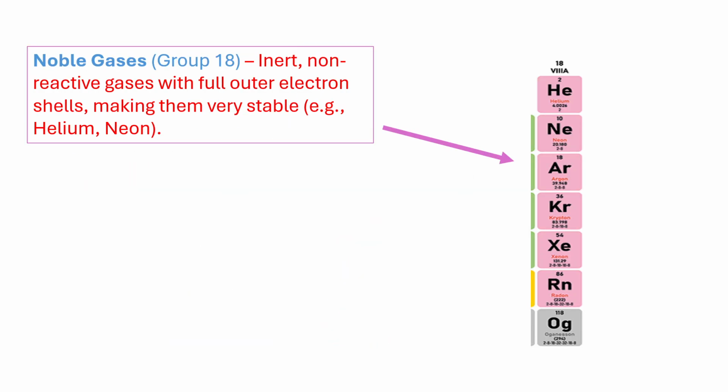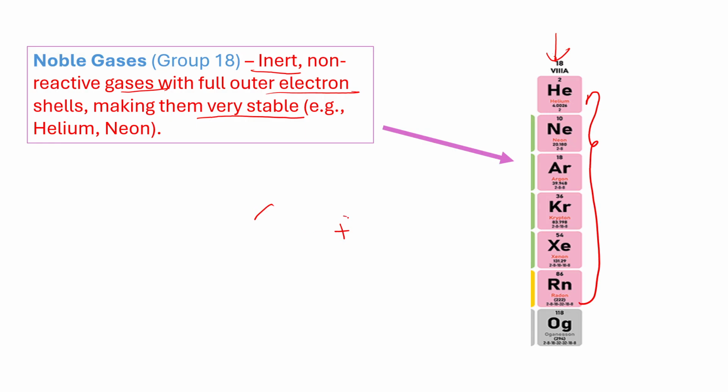And then comes the noble gases. So noble gases are located in group 18, and these are the inert gases and non-reactive gases with full outer electron shells, which makes them very stable. I'll explain briefly that these noble gases actually have very stable outer electron shells.